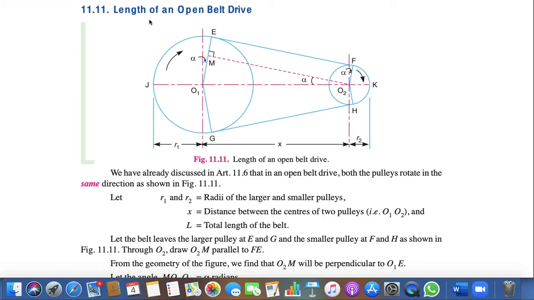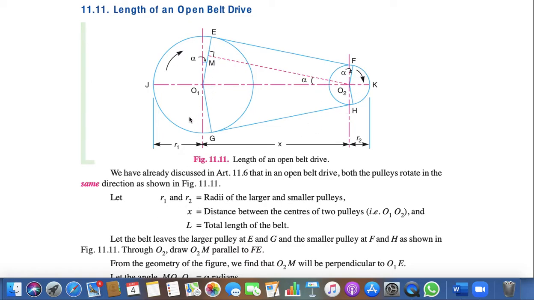closed belt drive. Sometimes it is a straightforward question in the university exam: derive the length of an open belt drive. So you have to derive this expression. As I have already requested you to draw this diagram on your paper so that you can understand it very easily, because this is O1, or the bigger pulley, or bigger side of the belt drive. This is the smaller side of the belt drive.